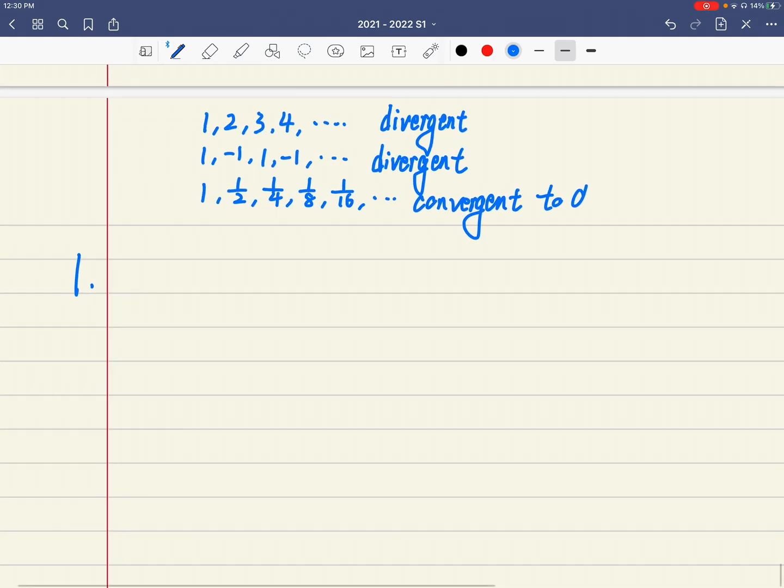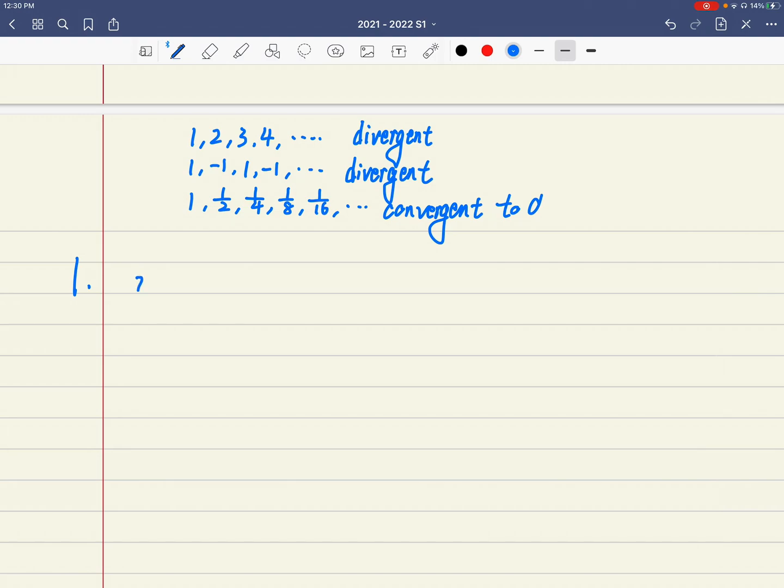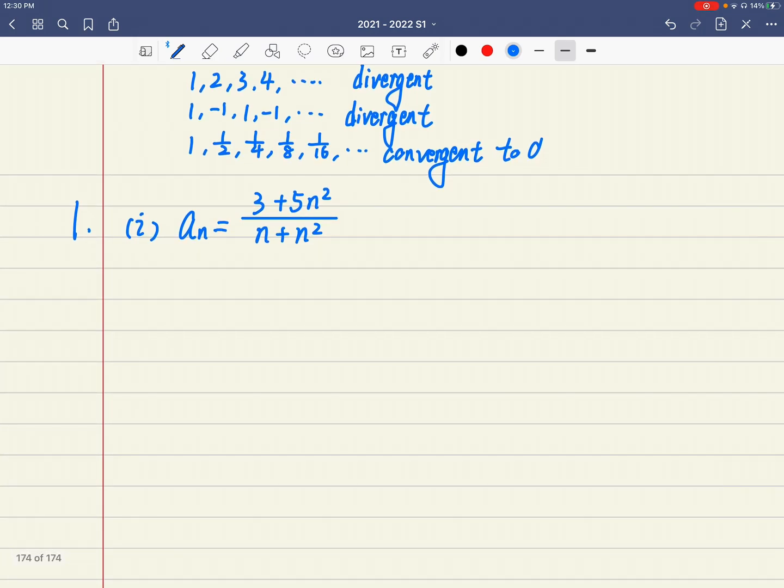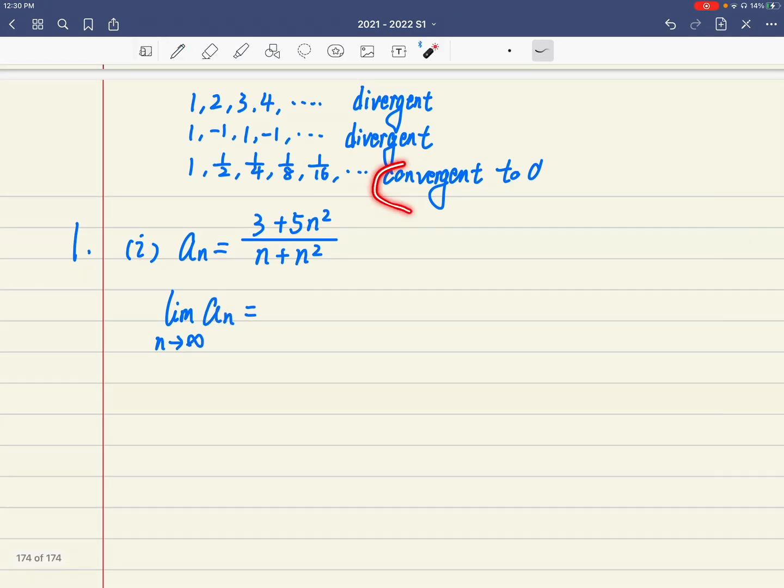So how do we know whether a sequence is convergent or divergent? We just need to figure out its limit. For example, 1a is 3 plus 5n squared over n plus n squared. We just need to get the limit of the sequence when n is approaching infinity. If that limit is any real number, then the sequence is convergent. If that limit is either infinity or negative infinity, or the limit doesn't even exist, then it is divergent.